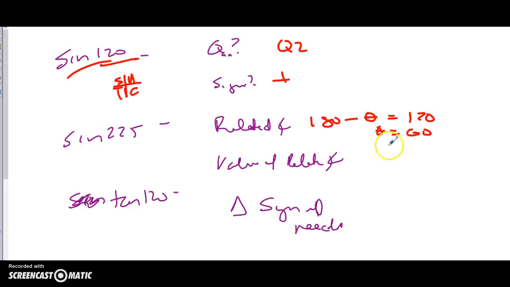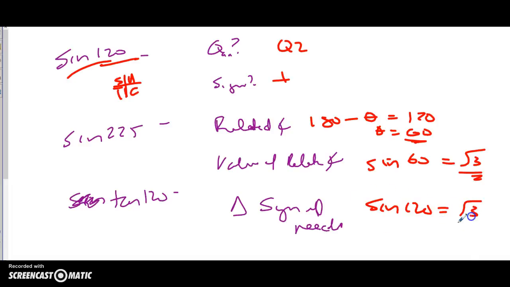Grab your table and check it out. What's sine? So value of related angle. So sine 60 is, so I wanted sine 120. I'm not going to get sine 120 right away. I get sine of the related angle, which is 60. Sine 60 here is root 3 over 2. Change the sign if needed, but if I'm in quadrant 2, I don't need to change the sign. So sine 120 is also root 3 over 2. Okay, so that's for the first one.